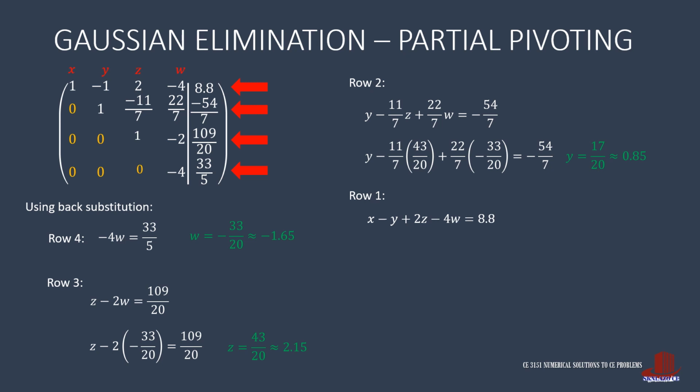Then at the top row, the equation is x minus y plus 2z minus 4w is equal to 8.8. Place the solved variables again and get x minus 17 over 20 plus twice of 43 over 20 minus 4 times negative 33 over 20 as equal to 8.8, where x is computed as negative 5/4 or negative 1.25.